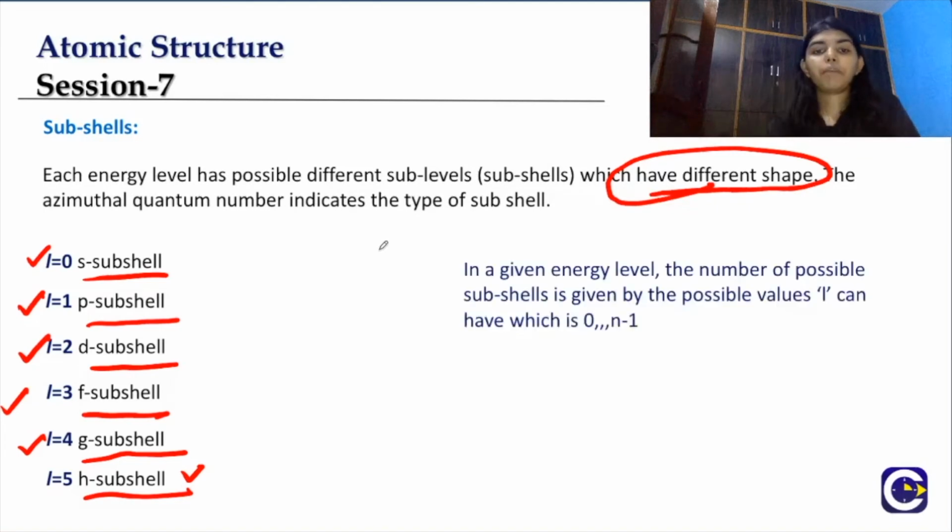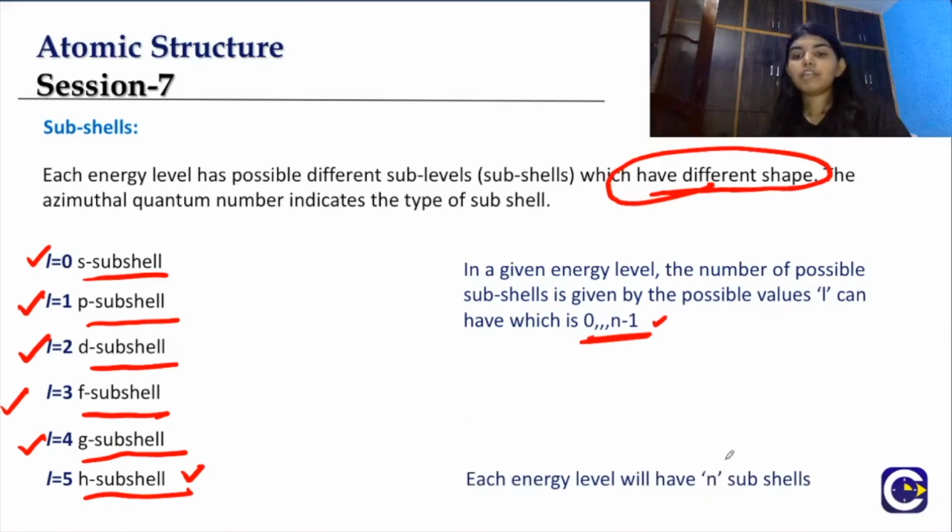and they also differ in energies. In a given energy level, as we have already discussed, the number of possible subshells is 0 to n minus 1. Now, each energy level will have n subshells. This is also very important.